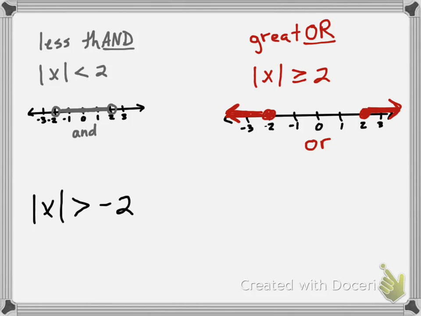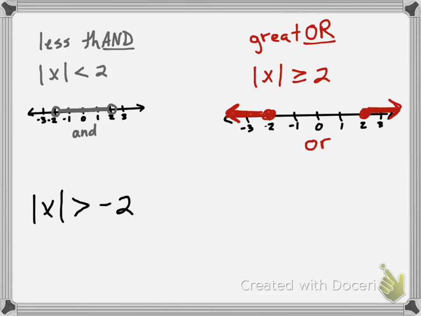This looks pretty simple. This time I just have the absolute value of x is greater than negative 2. Well, I could solve this and do it the same way, except for what do we know about absolute values? If I take the absolute value of any number, what am I going to get? I'm going to get a positive number. Well, so is there any positive number in here that would not be greater than negative 2? No, because a positive number is greater than a negative number, no matter what positive number it is.